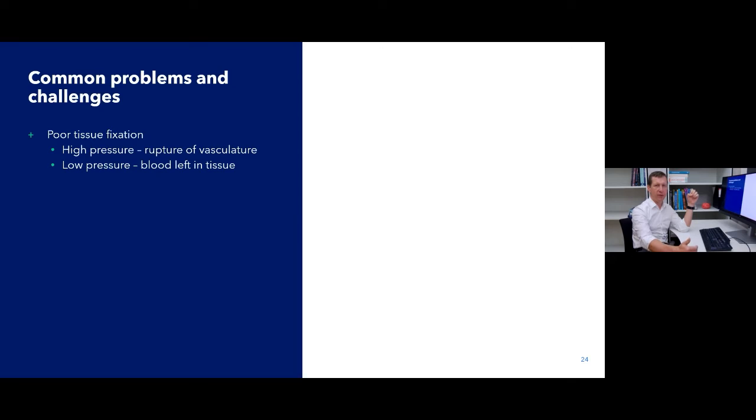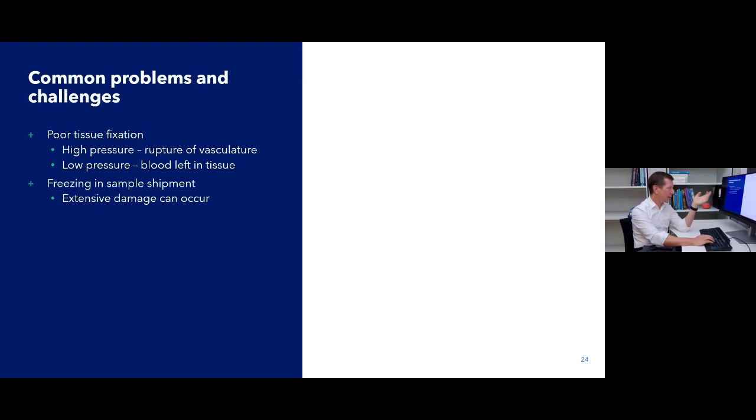However, wrong perfusion fixation pressure, for instance, can lead to issues. If the pressure is too high, the capillaries may start to break and leak, and then of course it has a negative impact on tissue morphology. If the pressure is too low, on the other hand, you have some blood left in the tissue, which is autofluorescent, and that doesn't result in nice images.